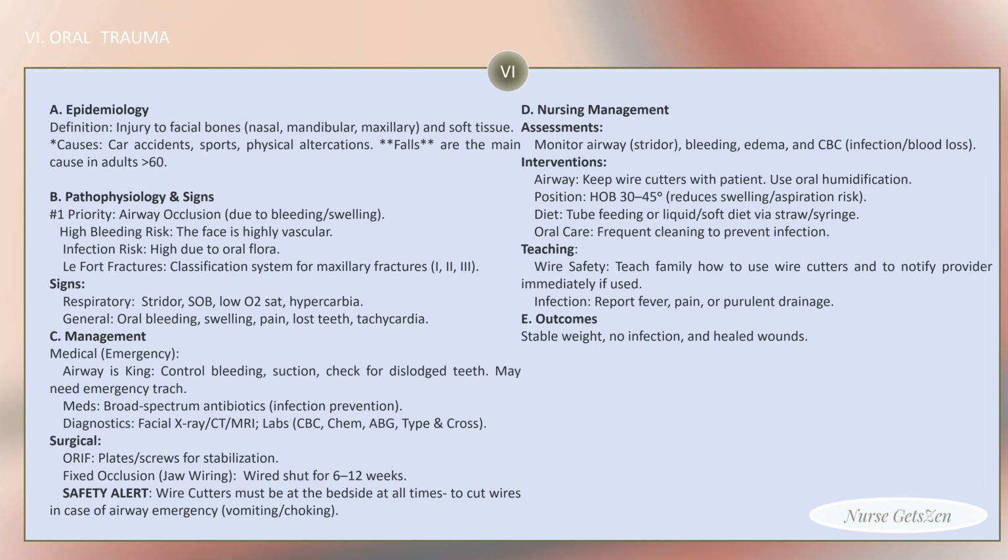For management: airway control, control of bleeding, suctioning, check for dislodged teeth, may need an emergency tracheostomy, and prophylactic antibiotics. Diagnostics: facial X-ray, CT scan, MRI, labs, CBC, ABG, type and cross. Surgical options include plates and screws for stabilization, and fixed occlusion with jaw wiring, wired shut for 6 to 12 weeks.